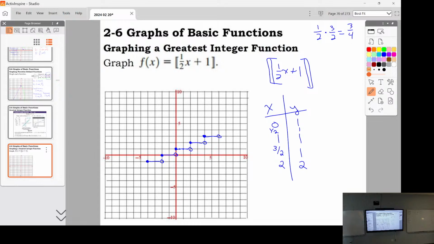I will not be spending a lot of time on greatest integer functions. Okay? All right, I'm going to go ahead and stop right there. We'll wrap up 2.6 tomorrow and jump into 2.7. We're almost done with 2.6. Just another slide, I think.